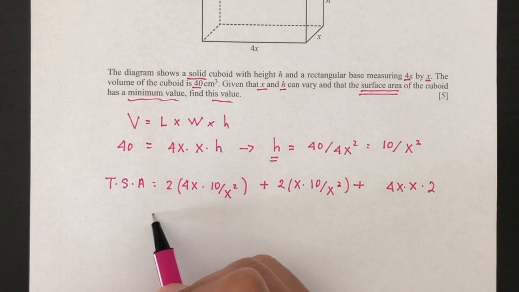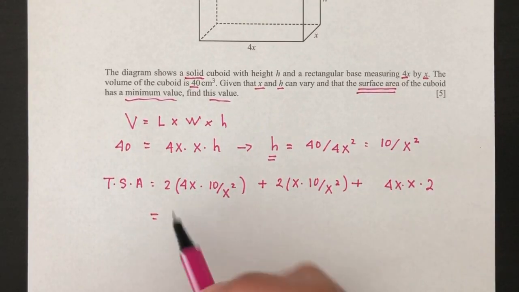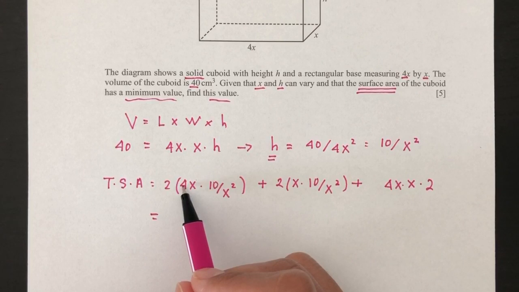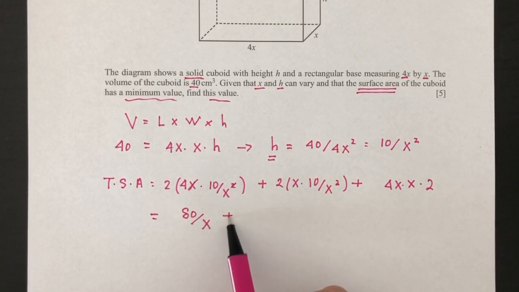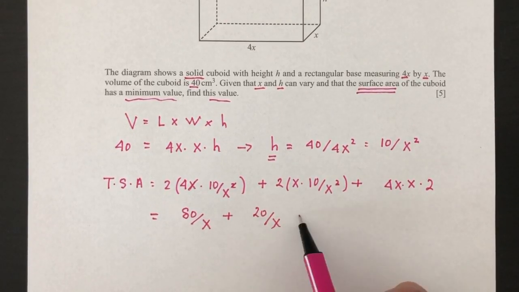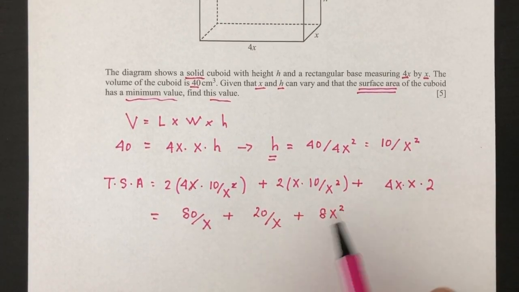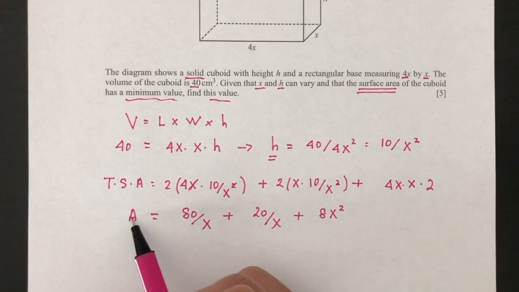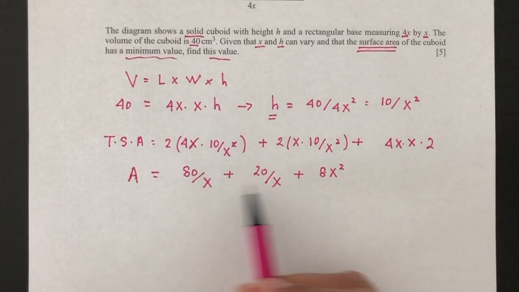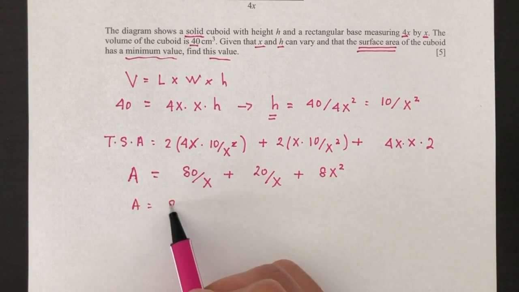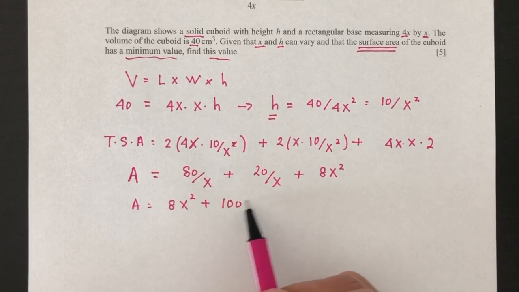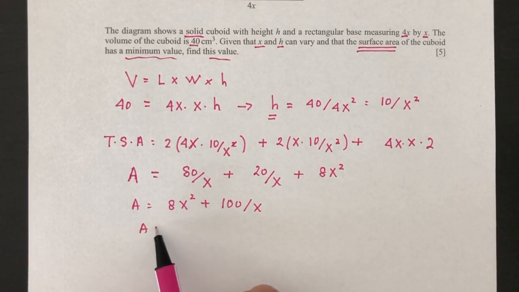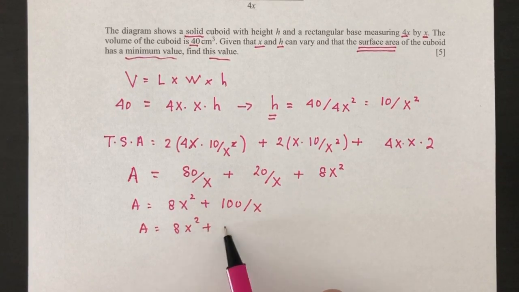Now let's simplify. Let's see what we have. This will become 2 times 4 is 8, 8 times 10 will be 80. This x goes away, so 80 over x, plus this will be 20 over x, plus 8x squared. This is your area, right? Area will be this. So now we can simplify this. As you can see, area will be 8x squared plus, since they have the same base, we can just add them, 100 over x. This is your area of that cuboid.